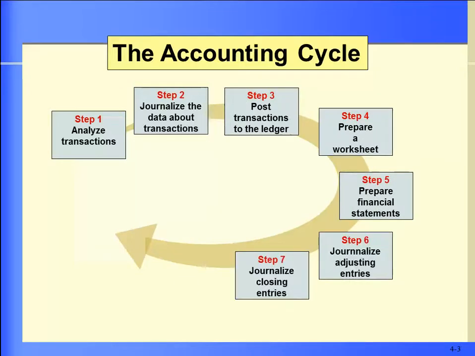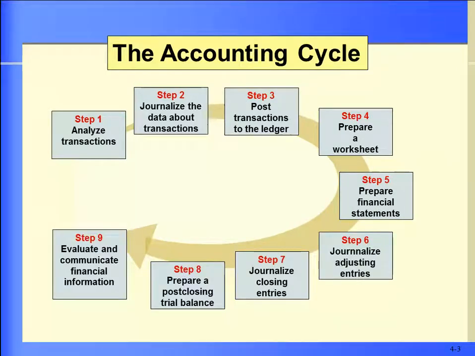So here are the different steps in the accounting cycle. We'll analyze a transaction, journalize it, and post it to the ledger. Those are the steps we'll be looking at in this chapter. Then subsequent chapters will prepare a worksheet, financial statements, journalize adjusting entries, and have closing entries. That's when we have our revenue accounts and expense accounts closed out. Those are temporary accounts, and those get closed out to the capital, which is on the balance sheet. Then we prepare a post-closing trial balance, and step 9, evaluate and communicate the information. And each month or each period, this whole process starts over. So it's a never-ending cycle.